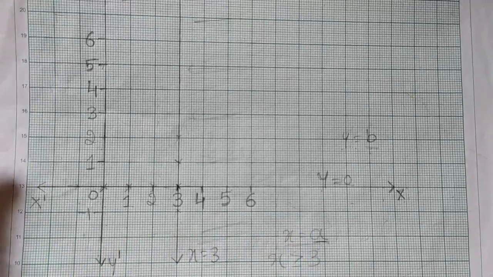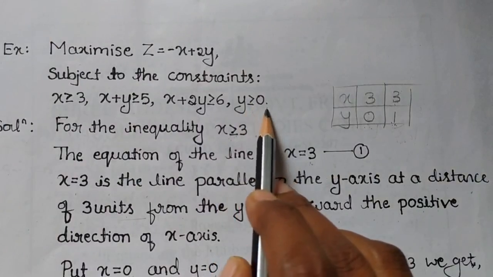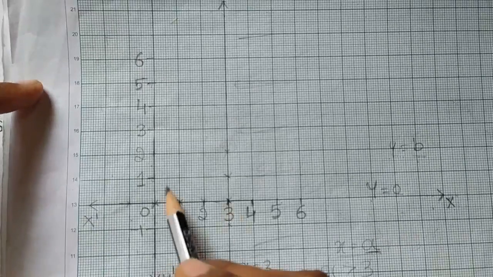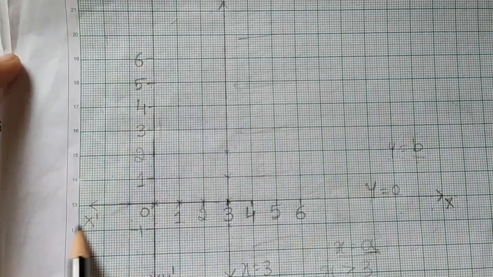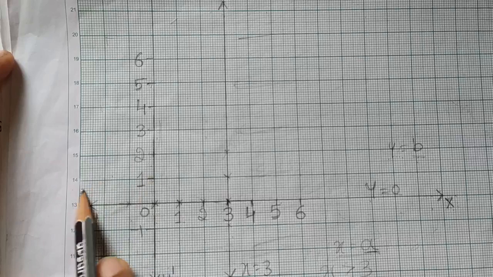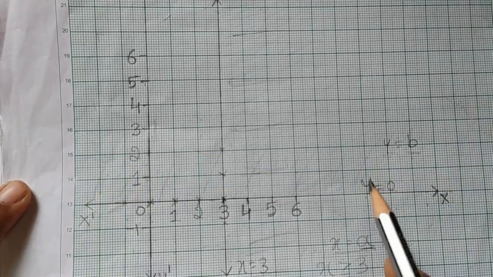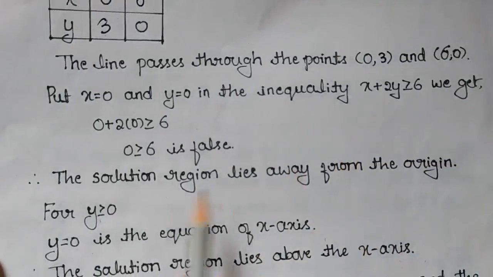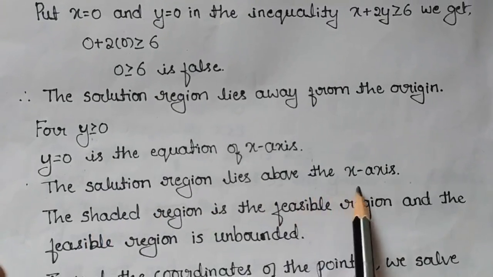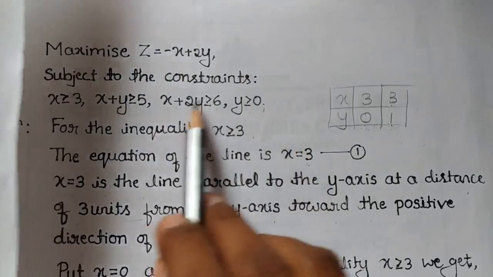Now, to find the solution region, look at the inequality. Y is greater than or equal to 0. That is, y is non-negative. Non-negative means equal to 0 or greater than 0. It lies above the x-axis in the first and second quadrant. So directly you can shade this region. So I have written the solution region lies above the x-axis. I had discussed all the inequalities.